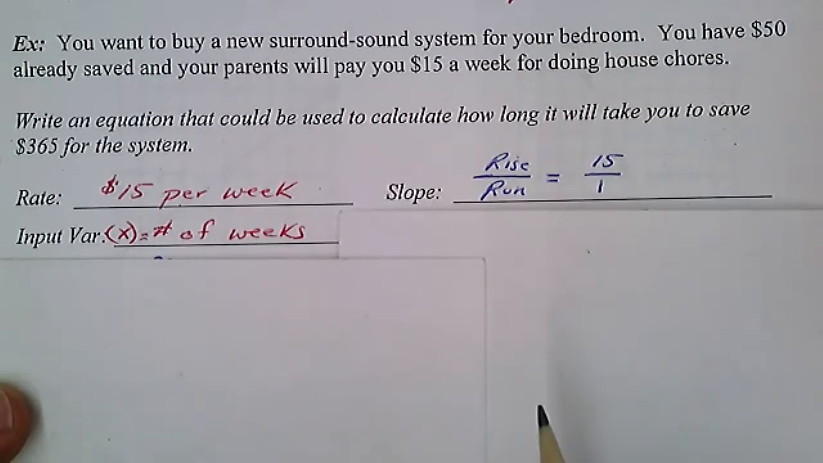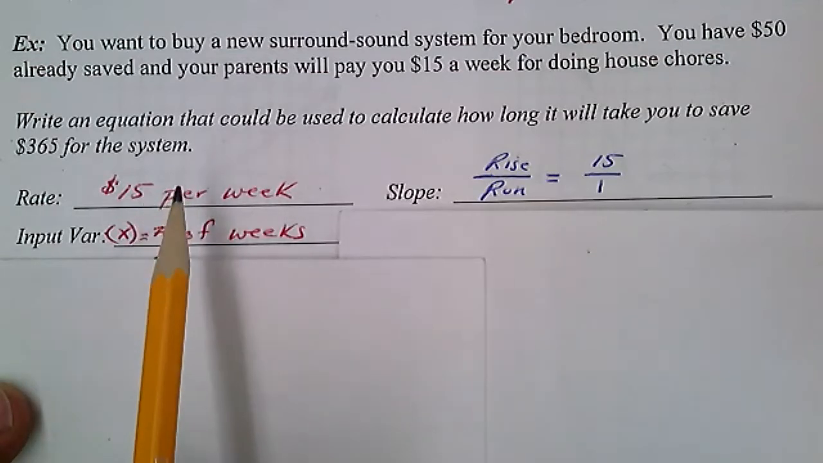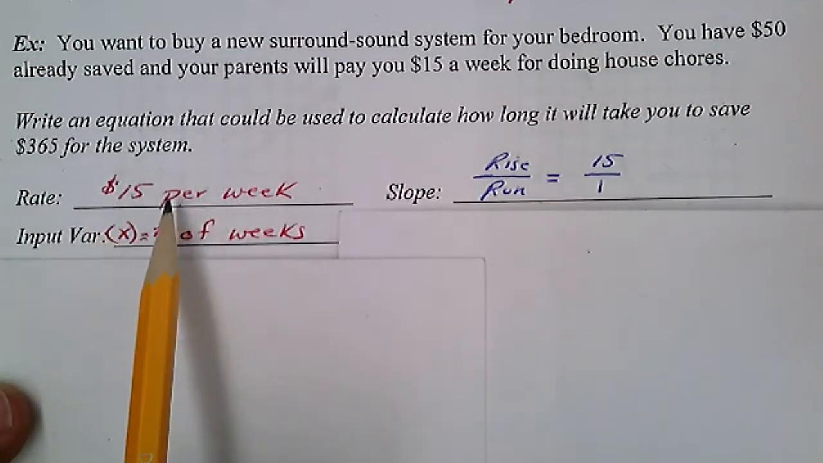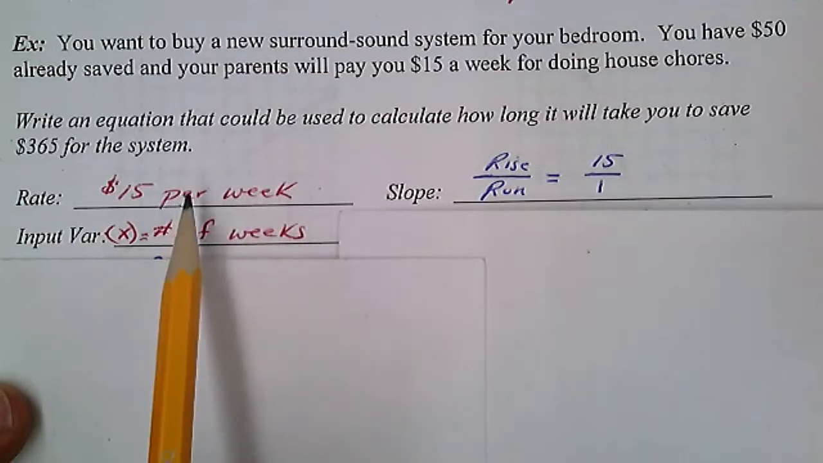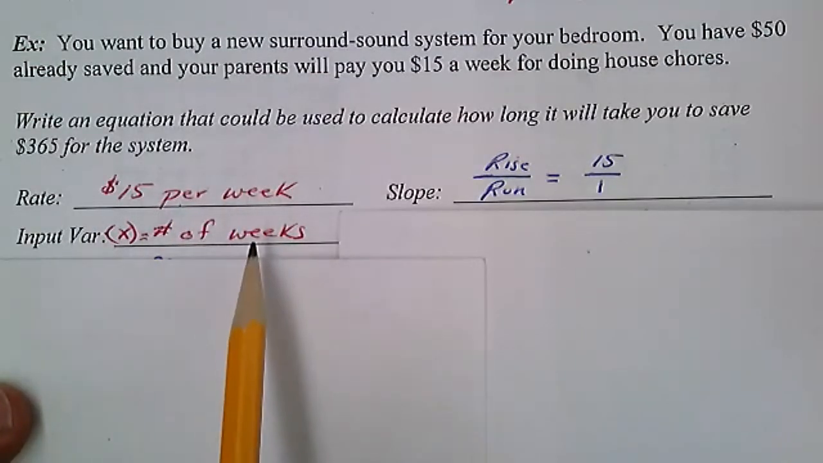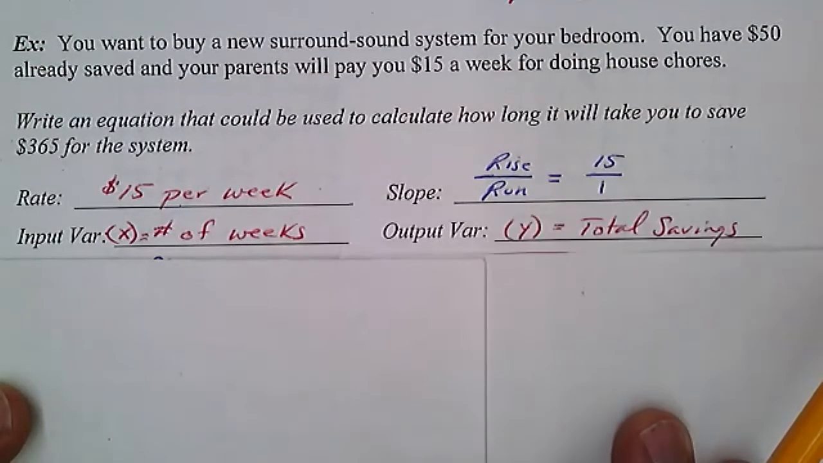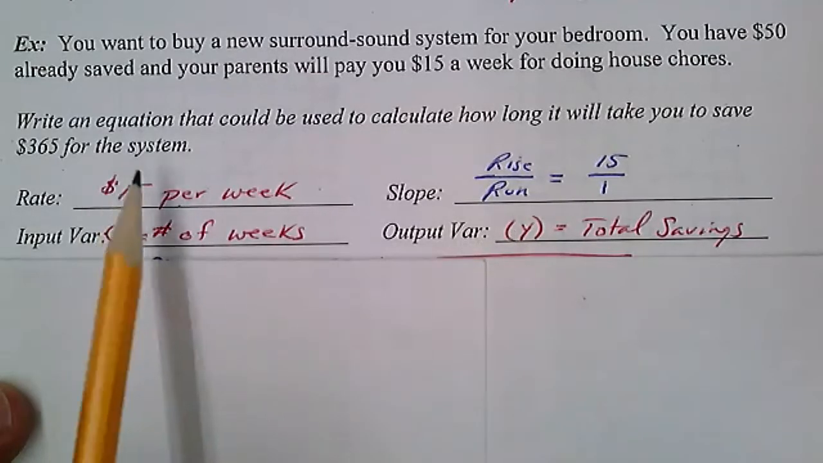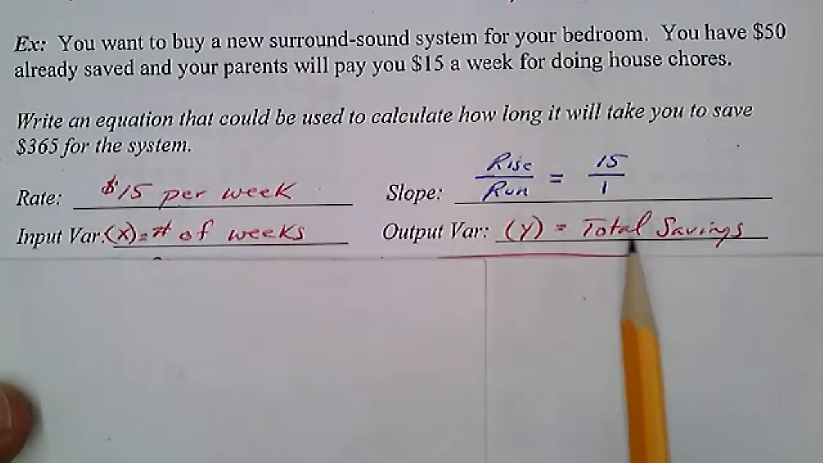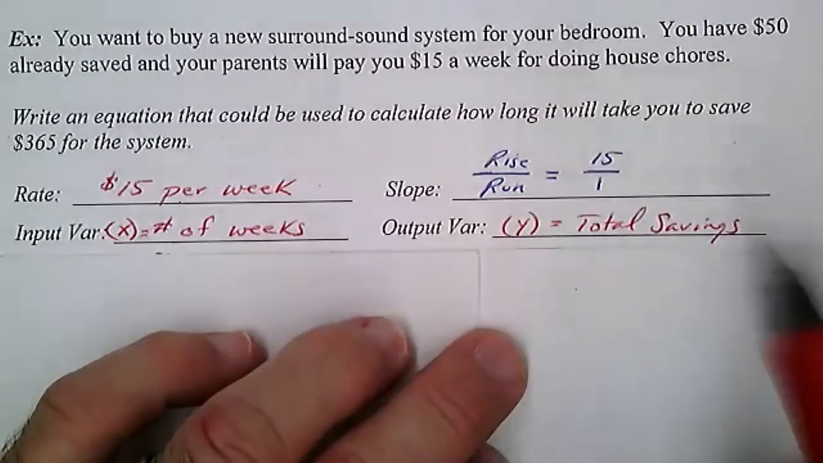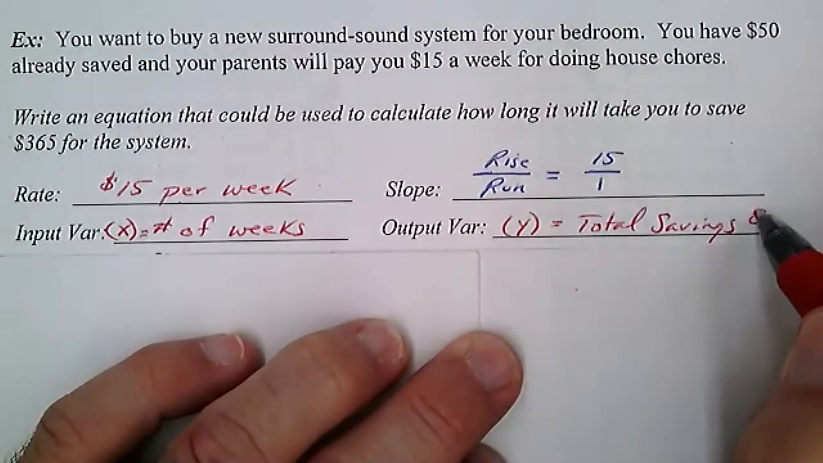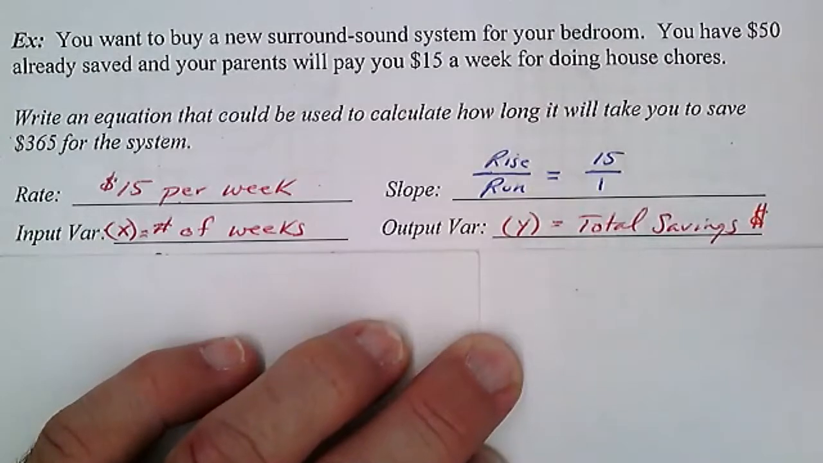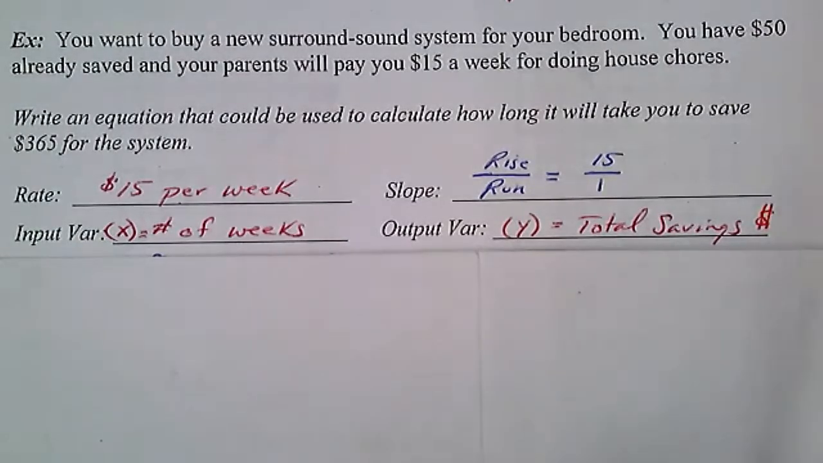And then our output variable or our dependent, it's always on the left side of per. So the input is always on the right side of per. It's the word that comes after per here. And then our dependent or our output is our Y variable, and it's always what this one is. So it's money or total savings, right? Total savings. And how are we tracking savings? We're tracking it in money.